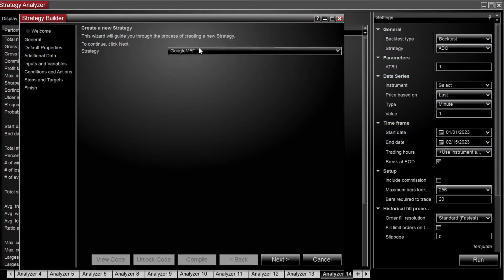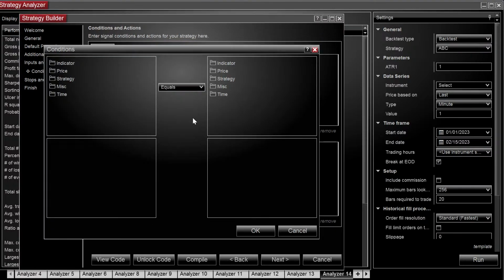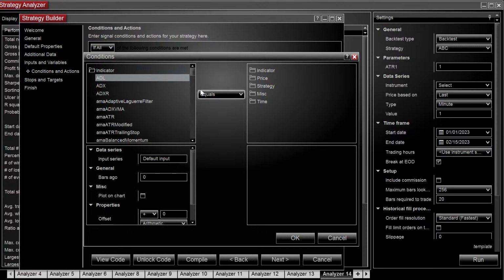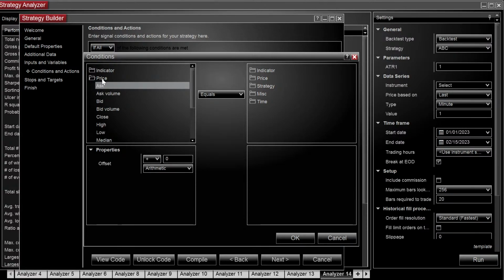Welcome screen. We gotta change it to new strategy. New strategy. Let us do Google MR2 for the conditions. We're going to be using the close. Trades enter on the close. So we're going to have to use the high price in case it wicks back. We can't say, price closes above. We just want it to be basically touching the upper band or the lower band.